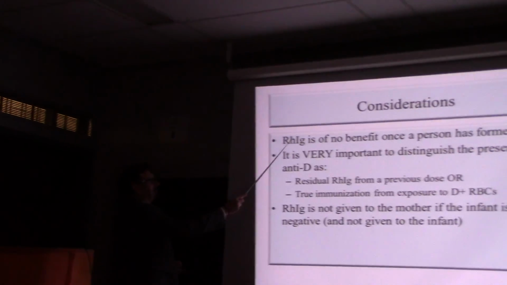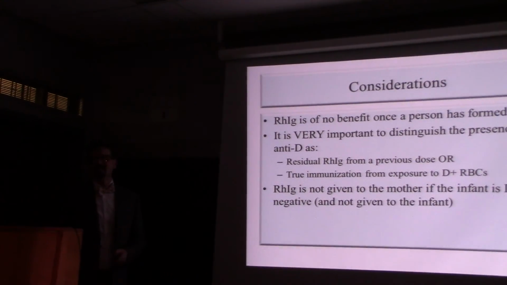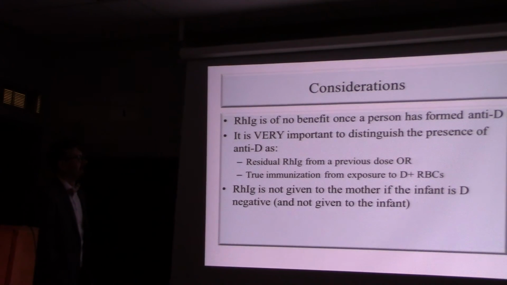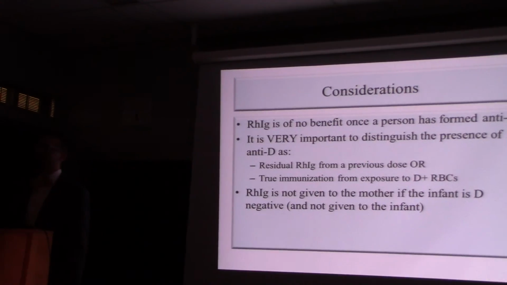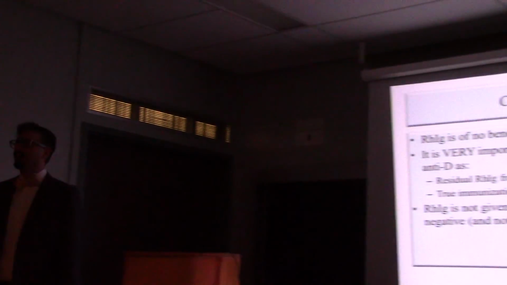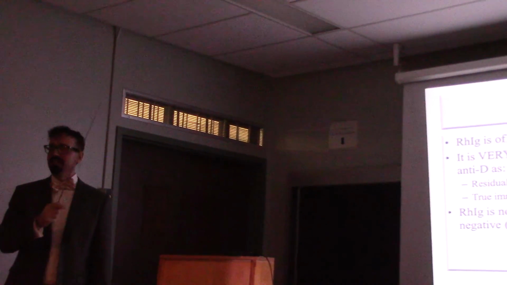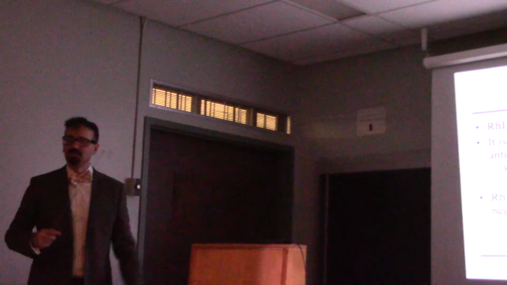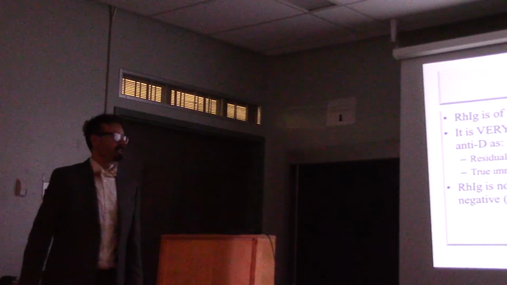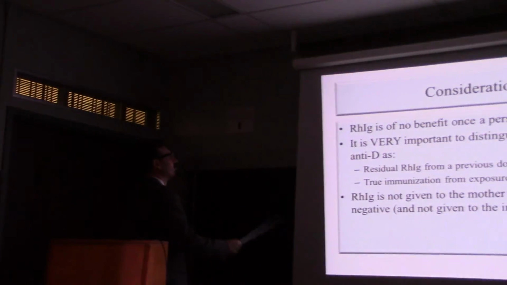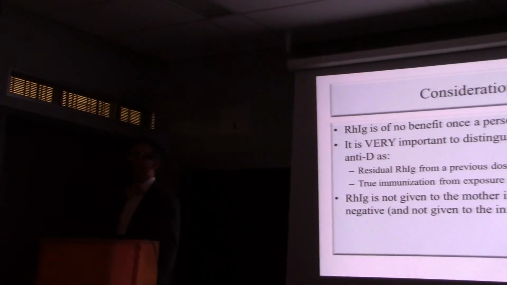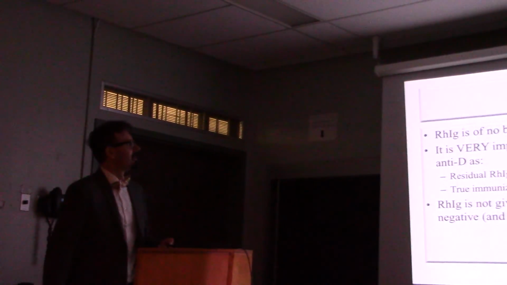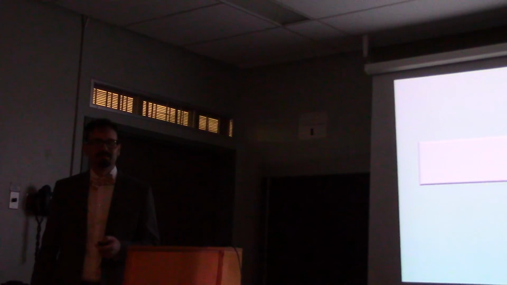So here are some considerations. If the mother has anti-D, RhoGAM is not going to help. And note that the RhoGAM can stay in the circulation for up to 6 months. So when you're doing your panel, you may see an anti-D, and you're thinking, oh no, they have anti-D. But no, clinical history is important. Has the mother or the patient been given RhoGAM in the past? The end.